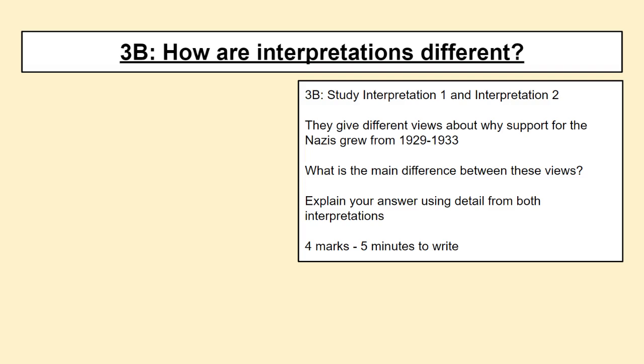The question will say they give different views about something. So in this example, we continue with our study about Nazi support growing. So the question says they gave different views about why support for the Nazis grew from 1929 to 1933. It will ask you what is the main difference between these views. It will ask you to explain your answer using detail from both interpretations. This is a 4-mark question and you'll have 5 minutes to write it.